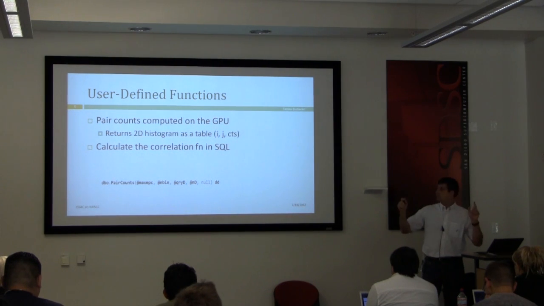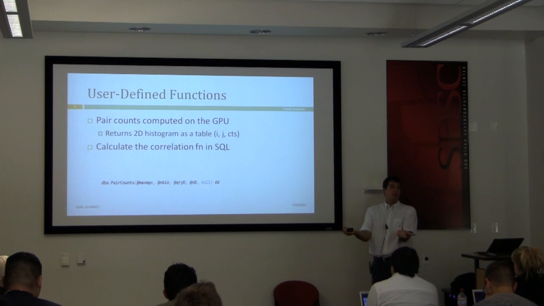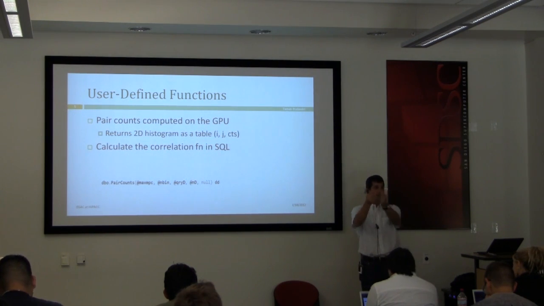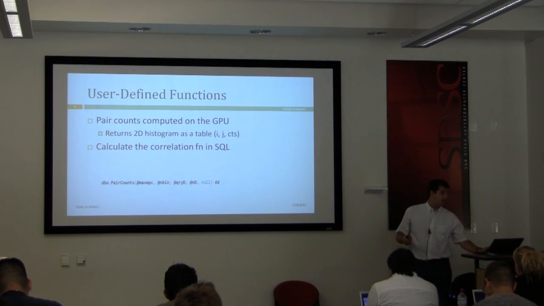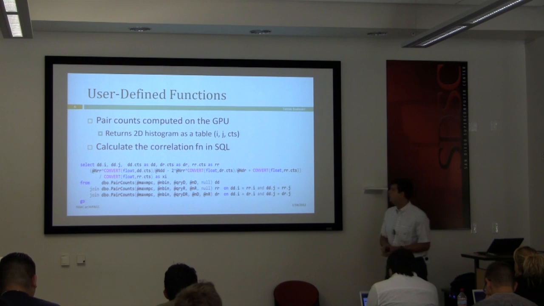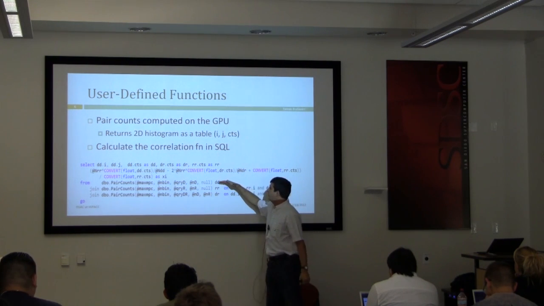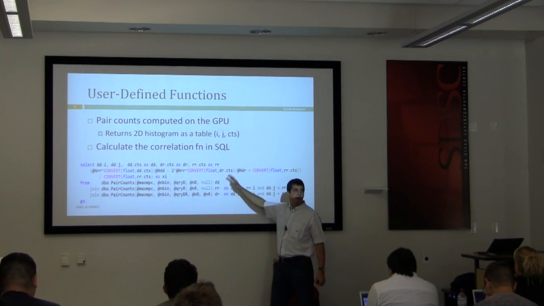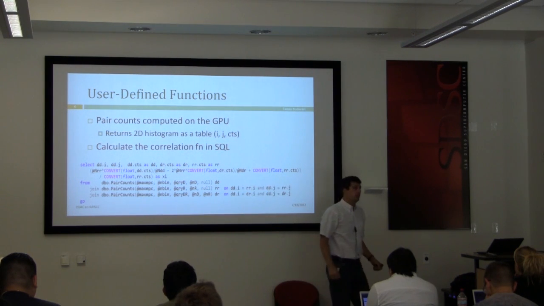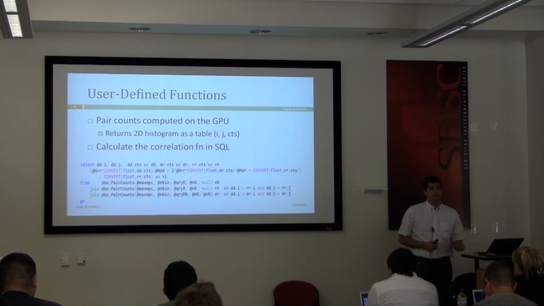And just with this, that spits out a table that has essentially the bin ID, i and j in 2 dimensions, and the counts, I can now calculate correlation functions in SQL. Okay, so I can call this function on the data, on the random, and the data-random, and just combine them in SQL to create the correlation function estimation. Okay, so this is all running on the GPU underneath.